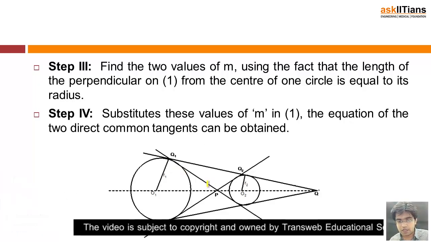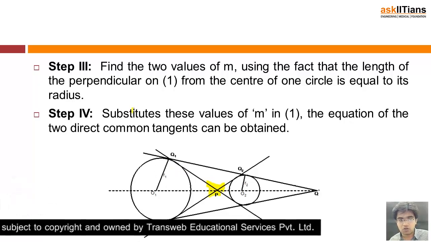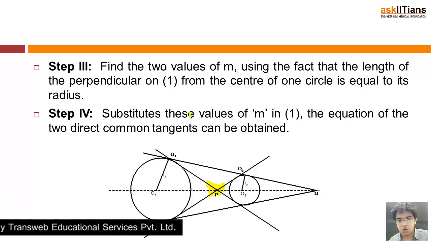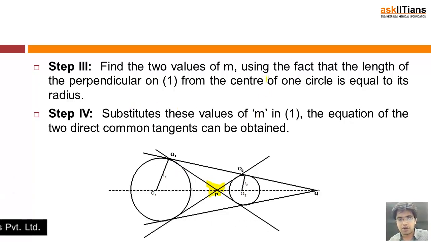Obviously these transverse common tangents are also going to satisfy these conditions, that the length of perpendicular from the center lies on its radius. So these transverse common tangents are also going to satisfy this condition. But what differentiates direct common tangents from transverse common tangents is that they are passing through Q, which is dividing O1 O2 externally.